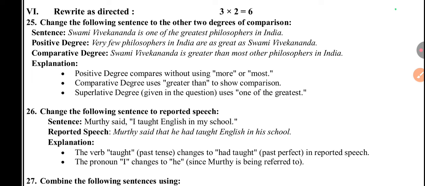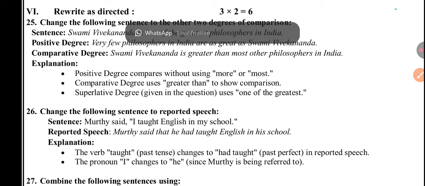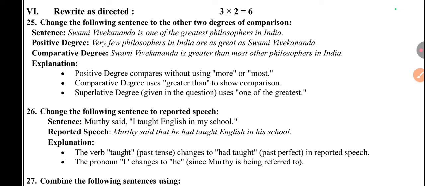Main question number 6. Rewrite as directed. Each carrying 2 marks. Total 3 questions are there for 6 marks. 25th question. Change the following sentence to the other 2 degrees of comparison. Sentence: Swami Vivekananda is one of the greatest philosophers in India. Positive degree: Very few philosophers in India are as great as Swami Vivekananda. Comparative degree: Swami Vivekananda is greater than most other philosophers in India.